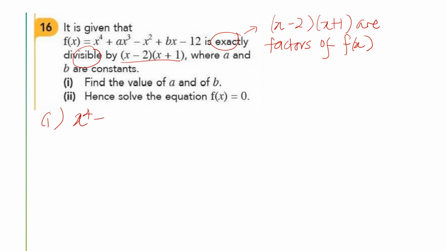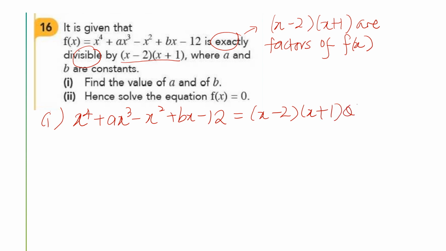All right, so let's rewrite the expression to be x to the power 4 plus ax to the power 3 minus x squared plus bx minus 12. So this dividend will be equal to your divisor multiplied by your quotient, and because f of x is exactly divisible by x minus 2 and x plus 1, the remainder is 0, so plus 0, but there's really no need to put plus 0. Okay, so there are two unknowns here we have to find, a and b.